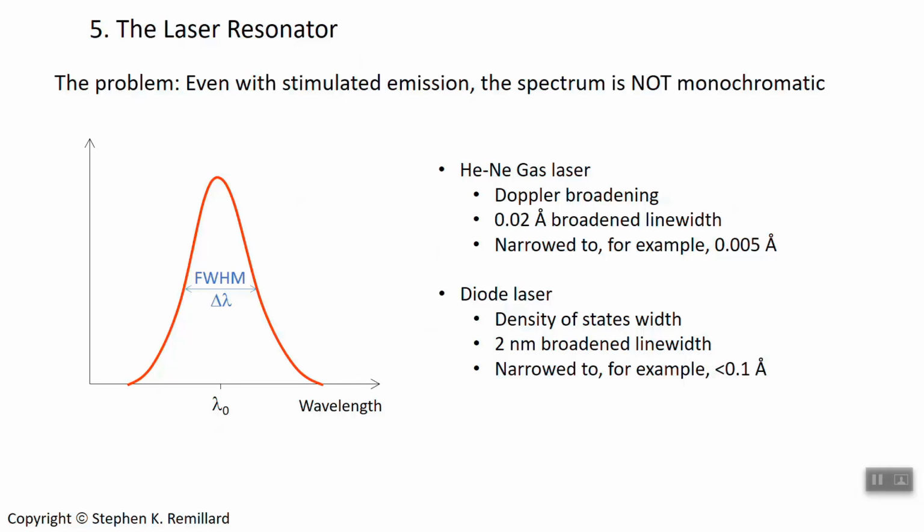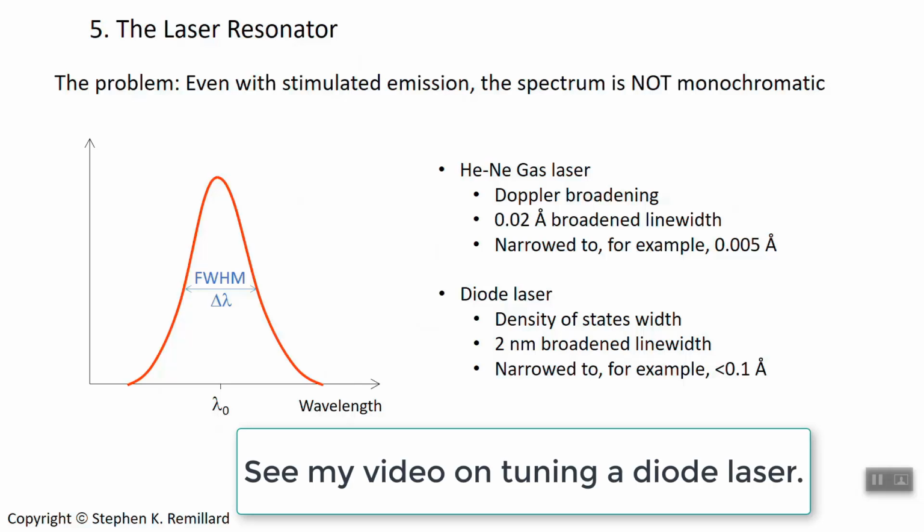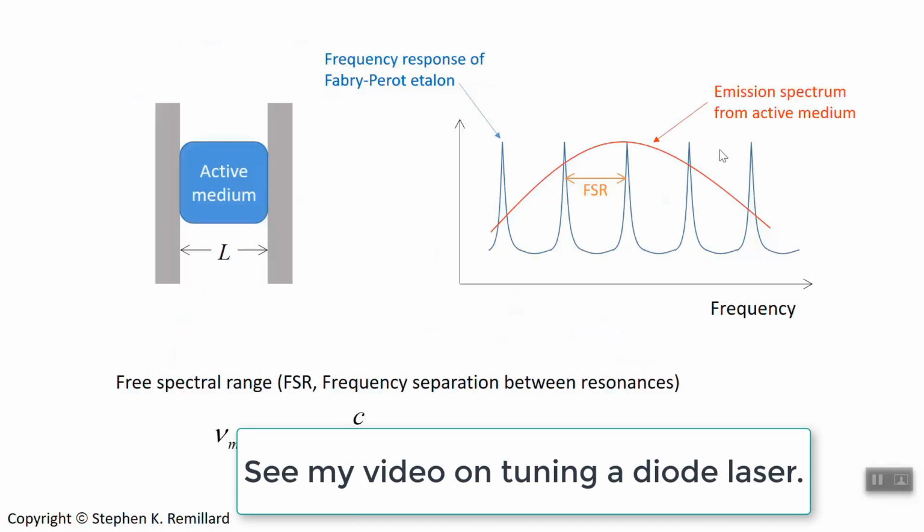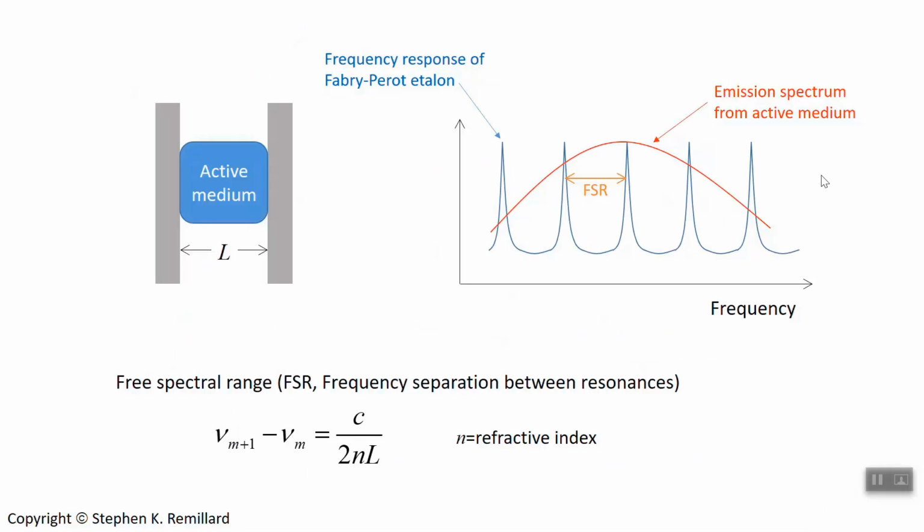If you look up specifications on laser diodes, you'll find that manufacturer specs usually indicate about a 2 nanometer to 5 nanometer broadened line width. And that has to be narrowed up too, and it typically can be narrowed up to less than 1/10 of an angstrom. You put this active medium between two reflecting surfaces.